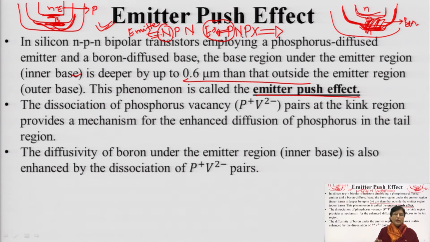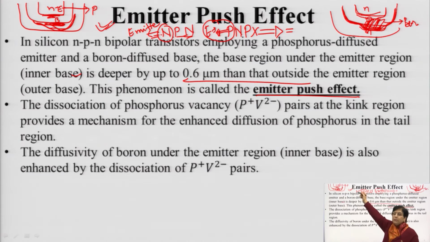Always, anybody will go for the device which can be easily fabricated, and therefore, normally, rather than NPN, PNP transistors are difficult to fabricate and therefore, they are not preferred. So, this is the emitter push effect, which is strongly observed, and you need to take care of this effect whenever you are fabricating the devices.